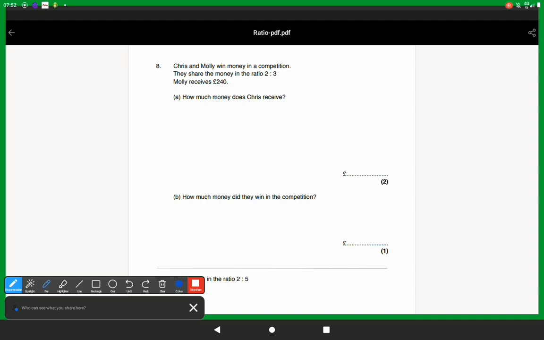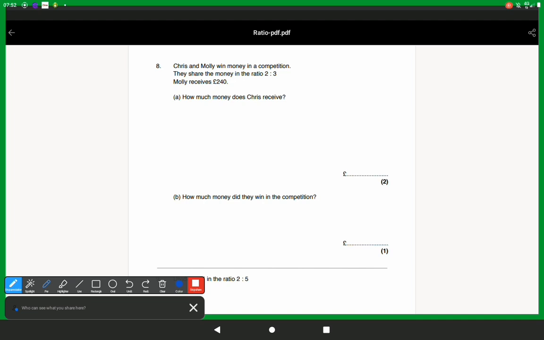Let's start with question 8. These two people win money in a competition. They share the money in the ratio 2 to 3. Molly receives £240. How much money does Chris receive?